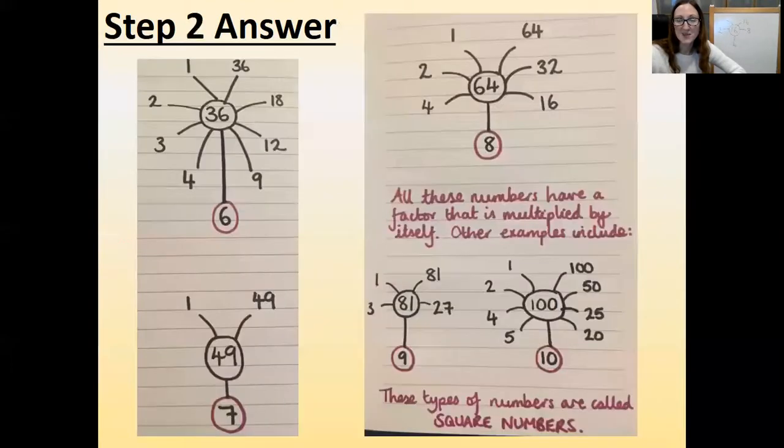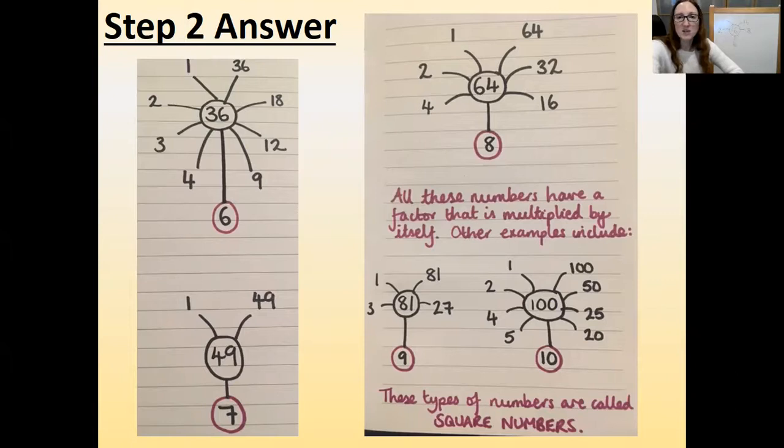Okay, let's take a look at our step 2 answer. I decided to draw these out because I felt it was a bit clearer. So for 36, you should have found these factors, 49 and 64. Again, you can pause this once I finish talking so that you can mark yours carefully.